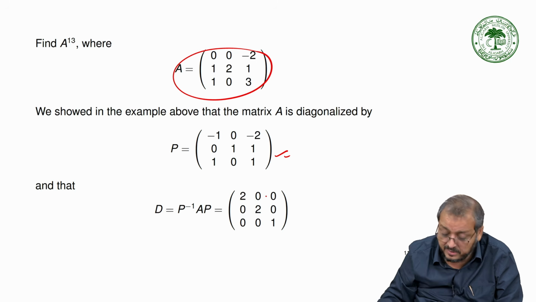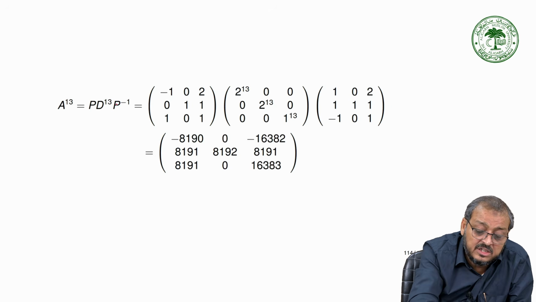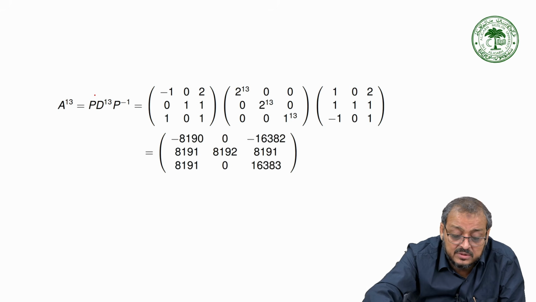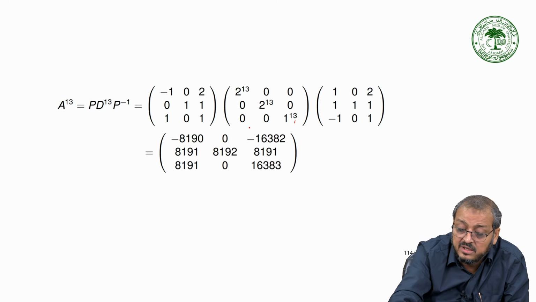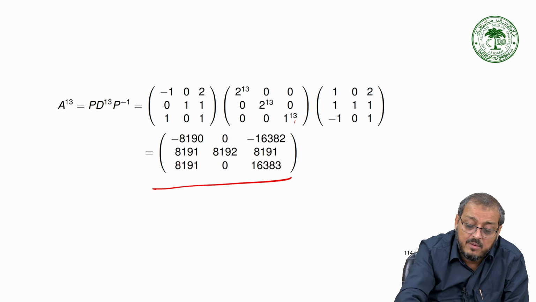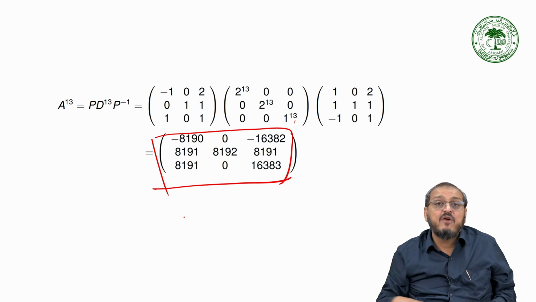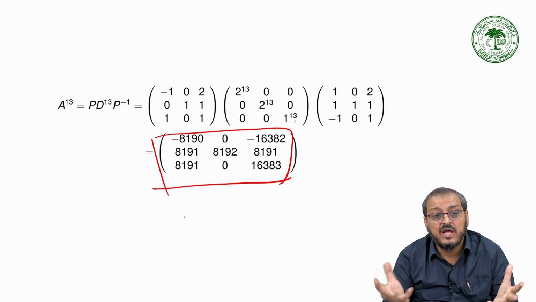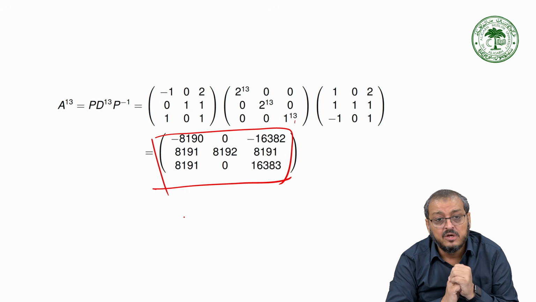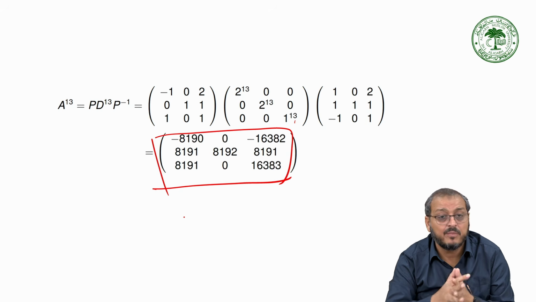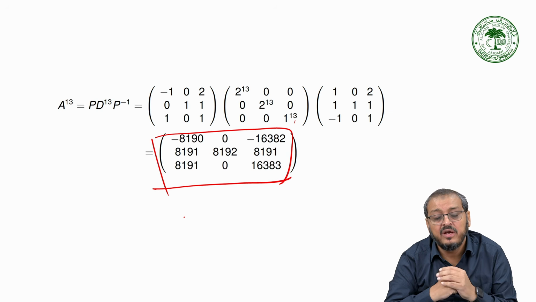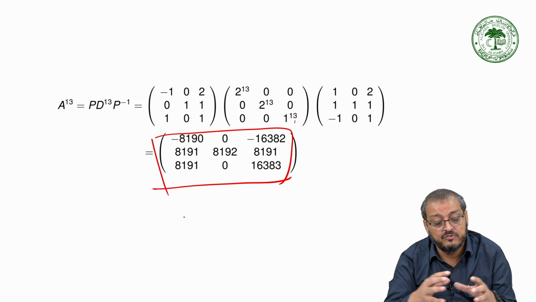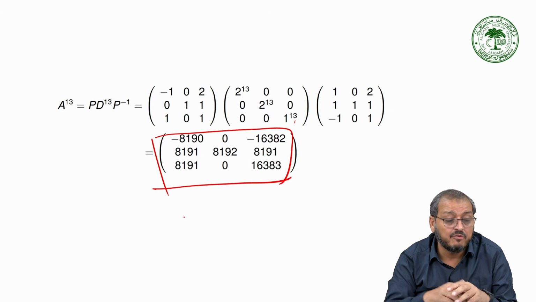Now we calculate A to the power 13. A to the power 13 is nothing but P D to the power 13 P inverse, and D to the power 13 means 2 to the power 13, then 1 to the power 13. We take 2 to the power 13 and multiply by this matrix, and we get this. So if a matrix is diagonalizable, we can easily calculate any power of the matrix. Using the property that when lambda is an eigenvalue of A, then lambda to the power k is an eigenvalue of A to the power k, and if the matrix is diagonalizable, this way we can calculate the power of a matrix.